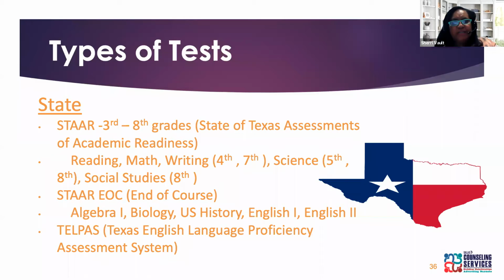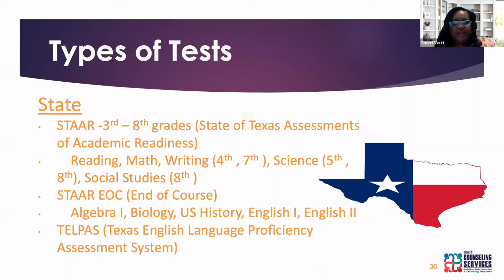Then once students begin to take high school courses, whether they start in middle school or in high school, they take them all in high school, there are 5 STAAR EOC, or end of course tests. Those are Algebra 1, Biology, US History, English 1, and English 2. These are the tests that students have to pass in order to graduate. These tests are part of the graduation requirement in the state of Texas.